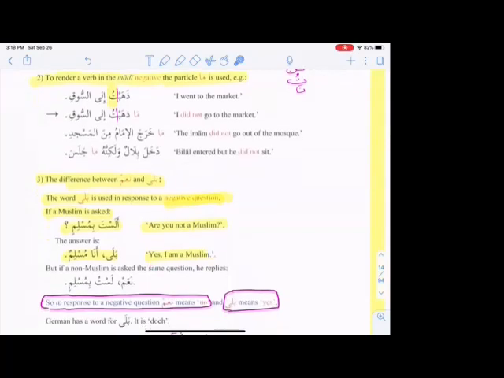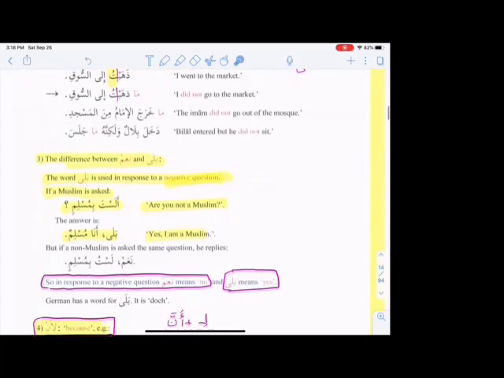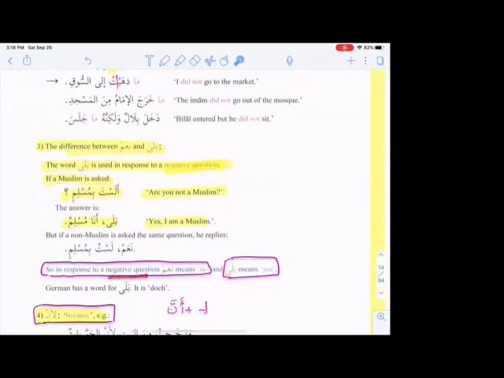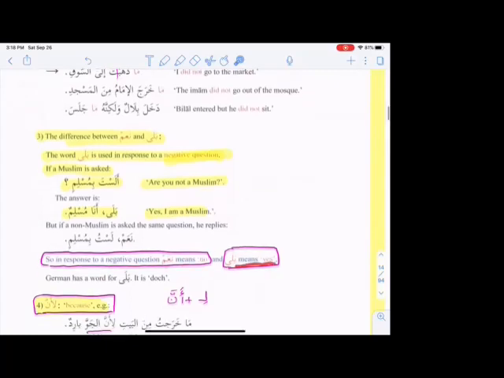And if the same question is asked to a non-Muslim, he replies, Naam, lastu bi Muslimin. Okay? Alasta bi Muslimin? Naam, lastu bi Muslimin. But that Naam means yes. Yes is to this negation here. So in response to the negative question, Naam means no. Actually, Naam means yes, but here it will mean no. And Bala means yes. Keep that in mind.